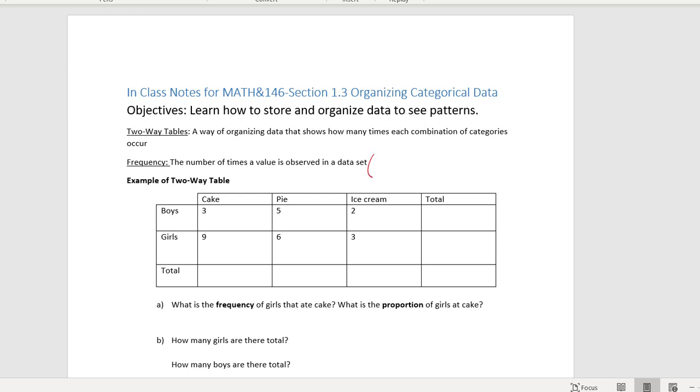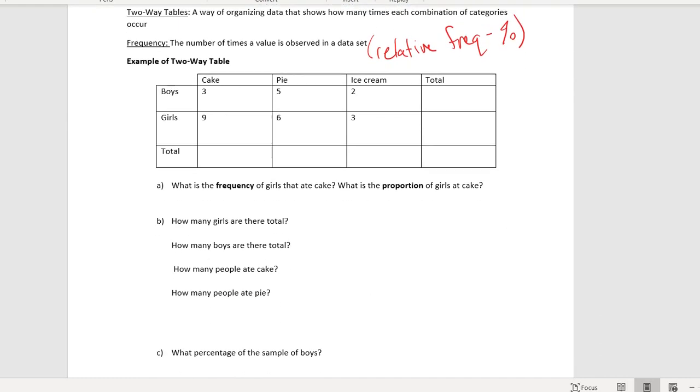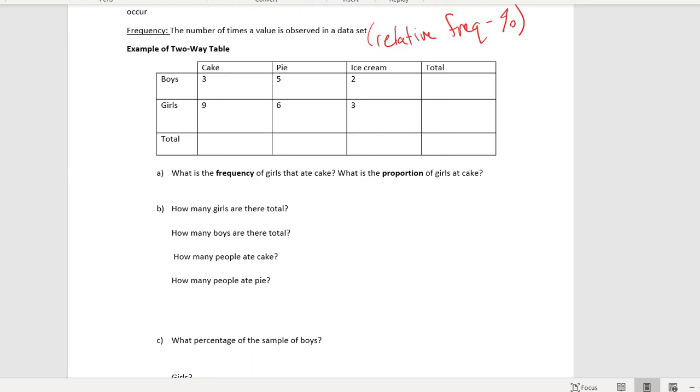So let's just make a note: relative frequency is a percentage. Okay. So we're going to be answering these questions. First off, if we look at this two-way table, what is the frequency of girls that ate cake? The frequency of girls that ate cake would be 9.